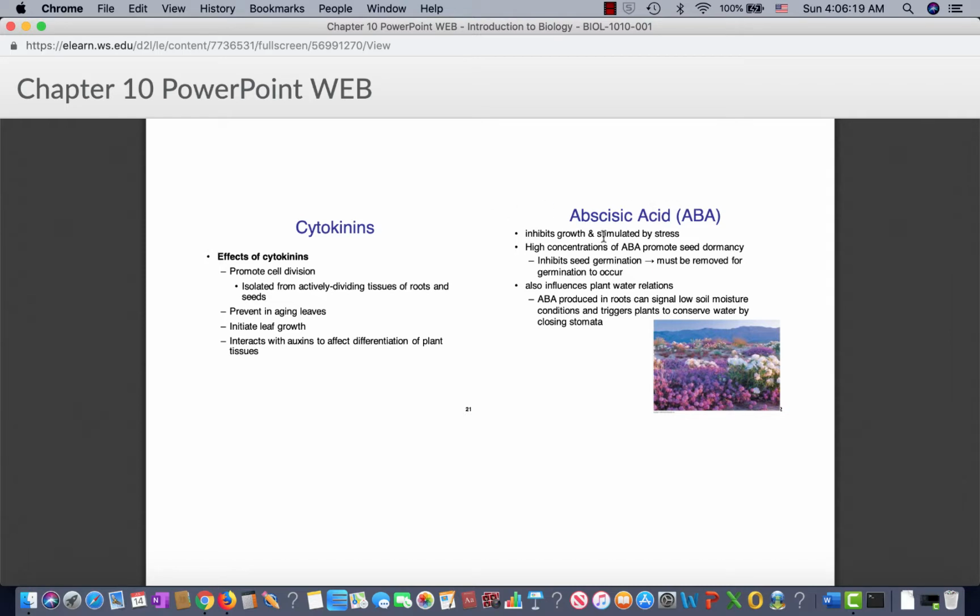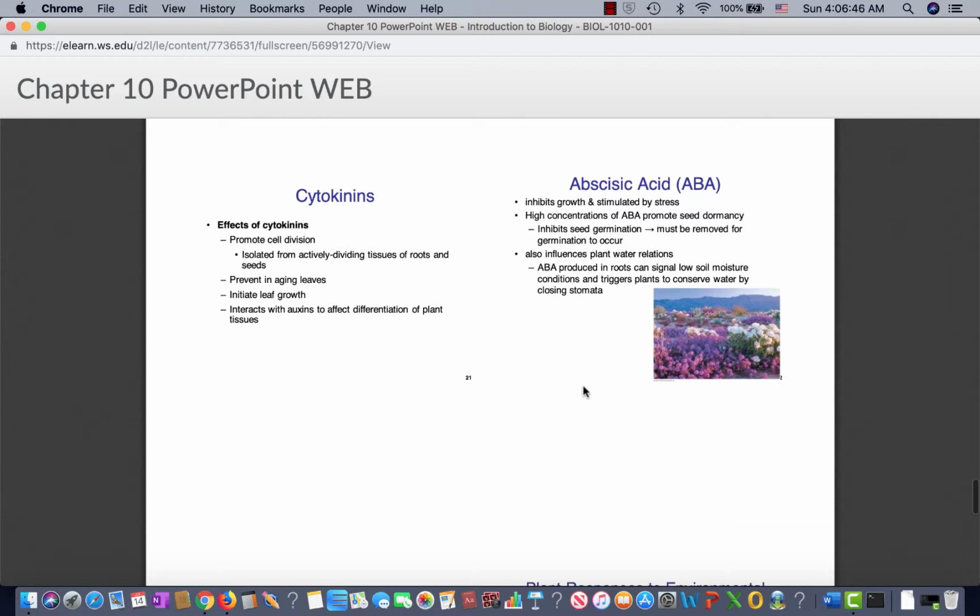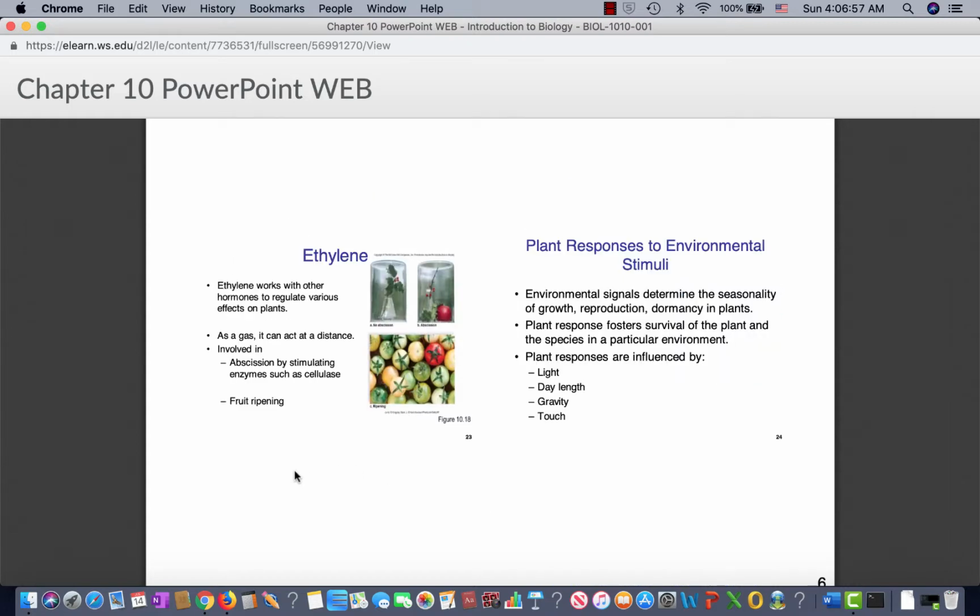Abscisic acid inhibits growth and is stimulated by stress, which makes good sense. If you're stressed out and you don't have the resources, or if the conditions are not optimal for survival, then you're not going to be wasting resources on growing. So high concentrations promote dormancy and inhibit germination. It also influences how plants regulate water. If it's produced in the roots, it can signal low soil moisture and trigger plants to conserve water by closing the stomata.